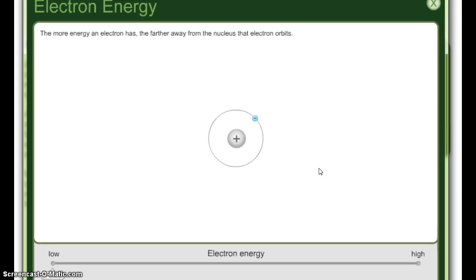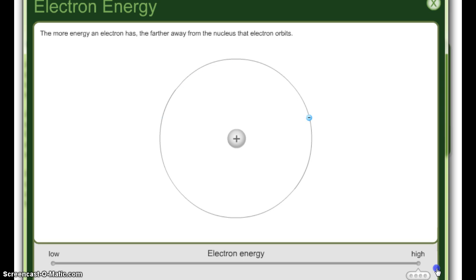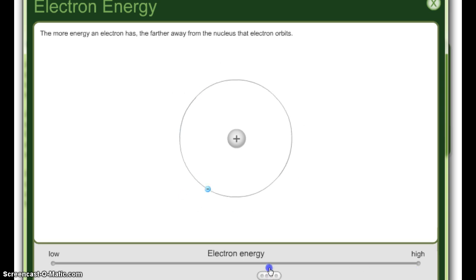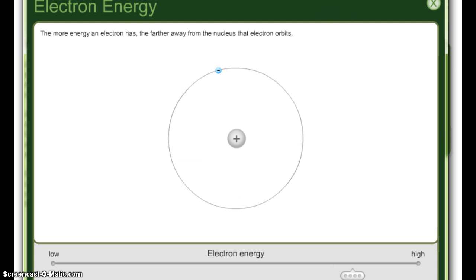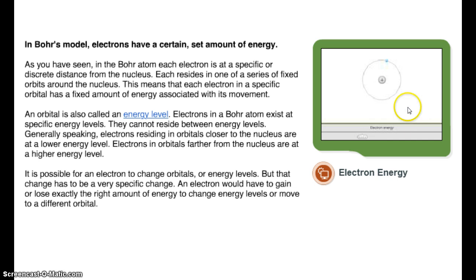The more energy an electron has, the farther away from the nucleus that electron orbits. So you can see as I get more energy, it's farther away. But it's not going to just jump little bits. It's either going to be at one orbital, or it's going to jump up to the next orbital, or the next orbital, or the next orbital. So it's very specific in the jumps.